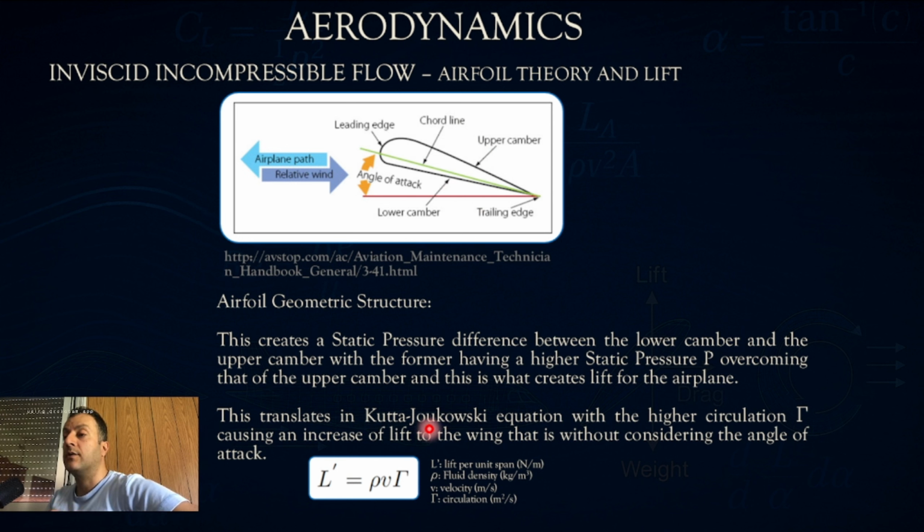The translation of that in the Kutta-Joukowski equation, with higher circulation of the air on the upper camber, you have a higher lift, which is L prime is equal to rho V gamma, gamma being the circulation in meters squared per second.